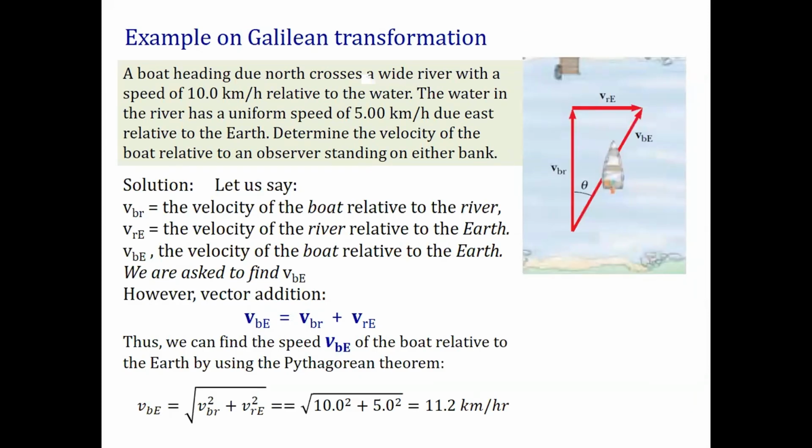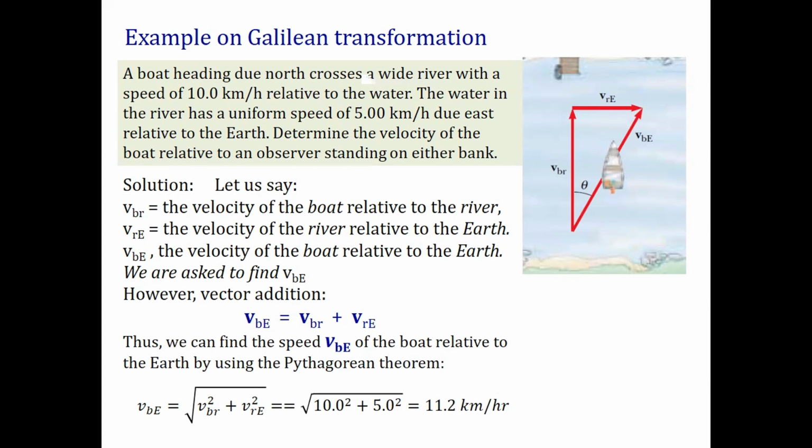Let's do one example on this transformation. A boat headed towards north crosses a wide river with a speed of 10 kilometers per hour relative to water. The water in the river has a uniform speed of 5 kilometers per hour. It is due east. Now, the question is, determine the velocity of the boat relative to an observer standing on either bank.